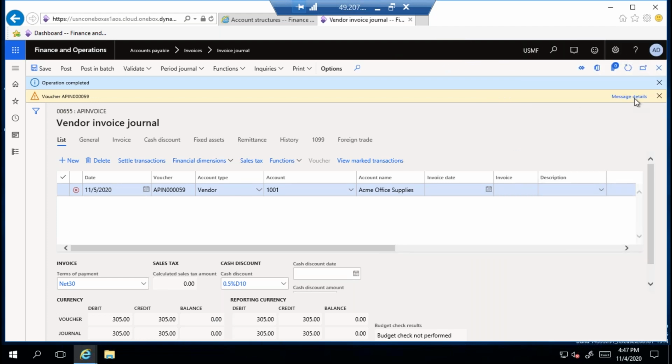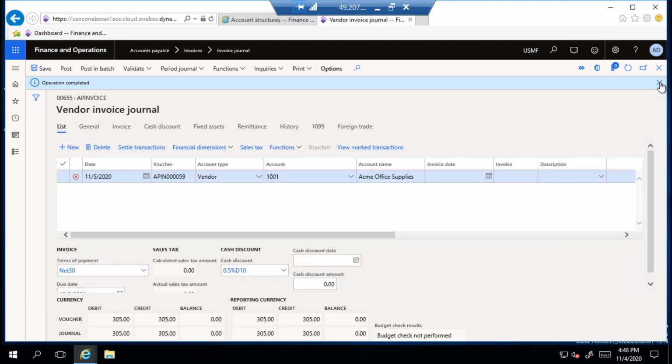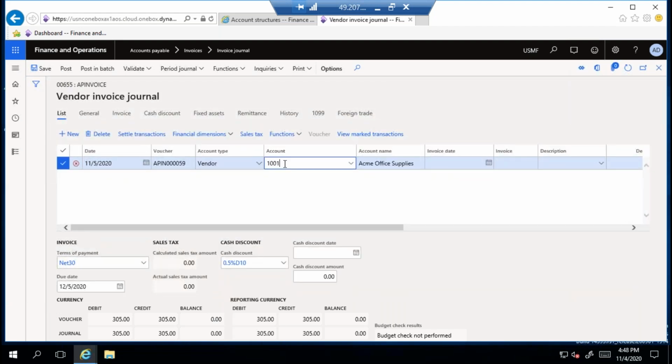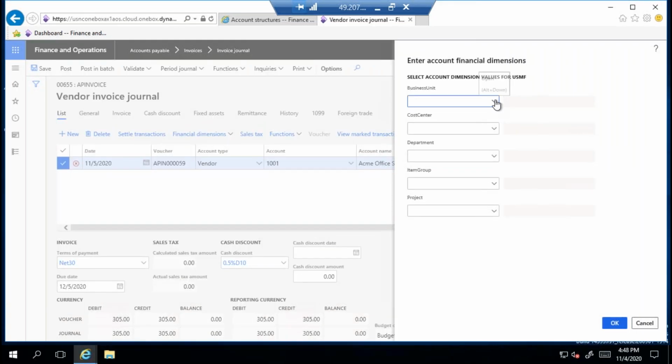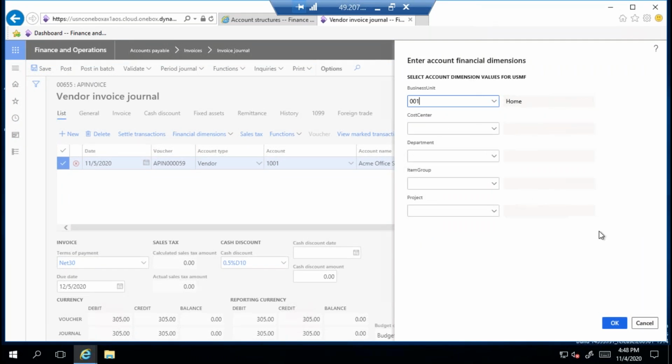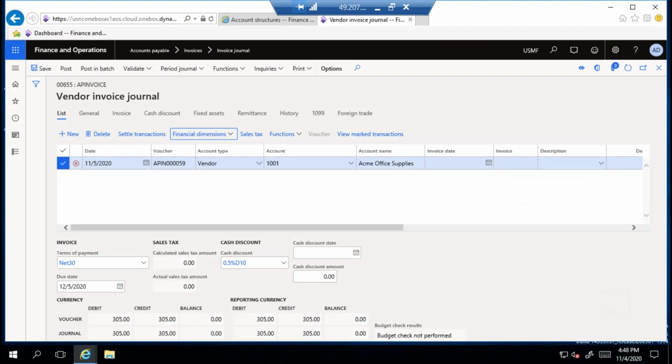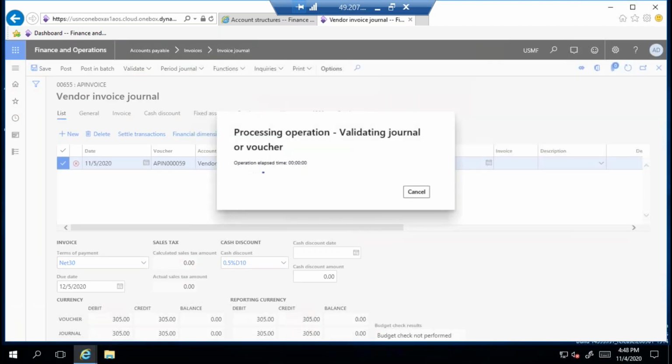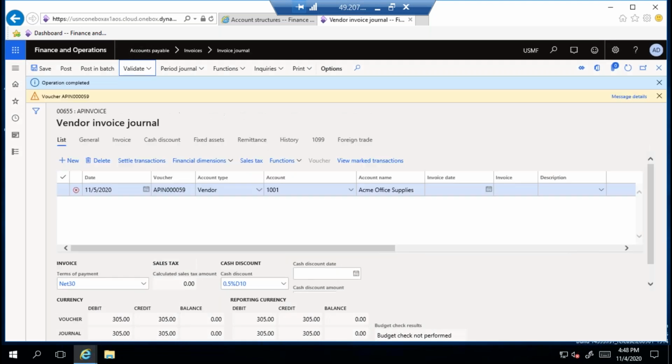Now if I want to add business unit, then for this account I can go to financial dimensions, account, and map the dimension. The business unit dimension I'm mapping. Fine, it was mapped. Now let me validate. If I click OK, now validating of the accounting structure will be done.